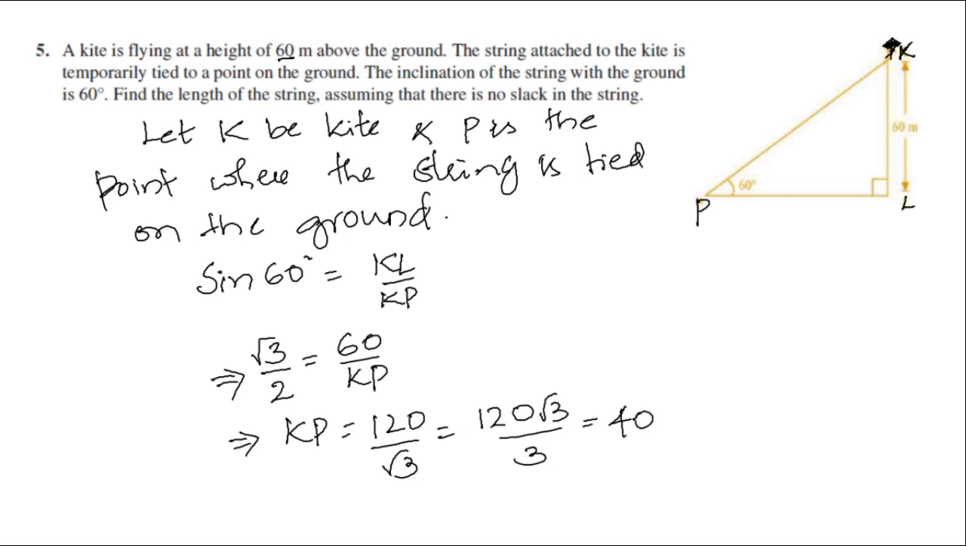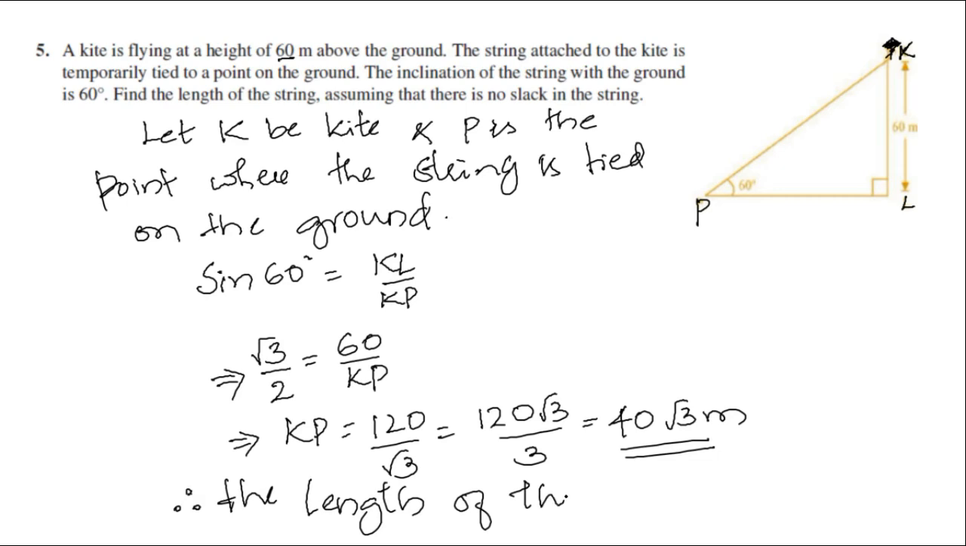So 40 root 3 is the length of the string. Therefore, the length of the string is 40 root 3 meters.